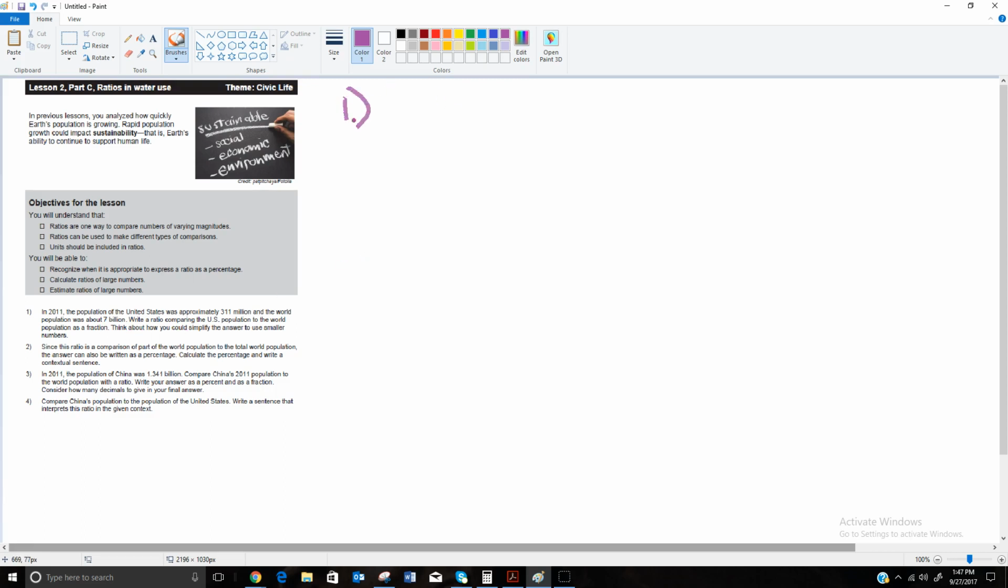So if we write the U.S. population is 311 million. I'm just going to write it out with the word right now. And then the population of the world was 7 billion. So that's a ratio comparing U.S. to the world. I'm just going to write that here so we remember where it came from. Okay, so there's a U.S. population and the world population.